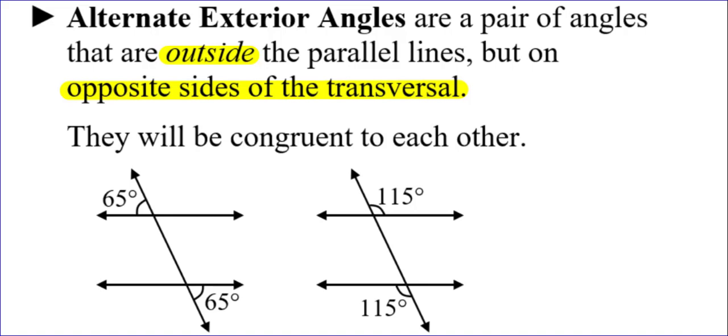Alternate exterior angles are a pair of angles that are outside the parallel lines, but on opposite sides of the transversal. Here are my two examples. The 65 degree angles that I have here are both on the outside, the exterior. They're up at the top and down at the bottom, and they're on opposite sides. Here, the 65 degree angle on top is on the left. Here the 65 degree angle is on the bottom on the right. Those opposite corner angles are a pair of alternate exterior angles. Notice they are the same measure, which is what congruent means. The other pair here would be the 115 degree angles, both on opposite sides of the transversal and both on the outside, up and down from the parallel lines.